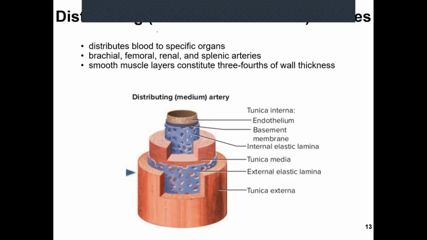Next, distributing muscular arteries. Here, they have very good internal elastic lamina and external elastic lamina between the three layers, and they have some openings. For what, guys? How do you think? Why do we need these openings?